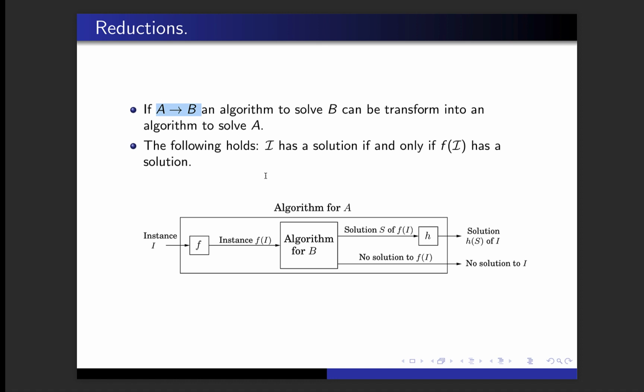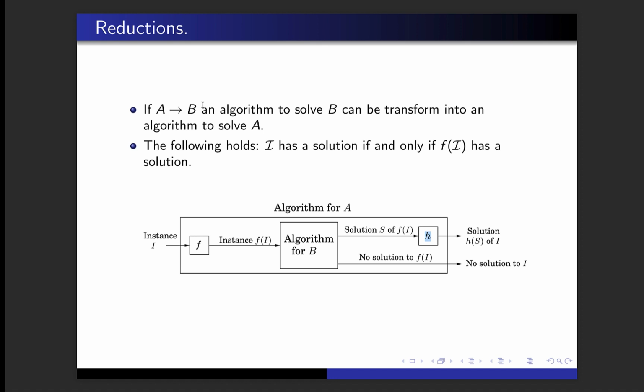Now it is important that your reduction respects the no solution situation. If you input F of I to this black box and you get a no solution, your input I of problem A must have no solution as well. So this function or this algorithm H must have this if and only if property. If I has a solution, then F of I has a solution, and vice versa. If F of I has a solution for problem B, then input I has a solution for problem A. If you build these two algorithms, F and H, then you're reducing A to B. And if you're a bit lost by the wording of this presentation, do not worry.